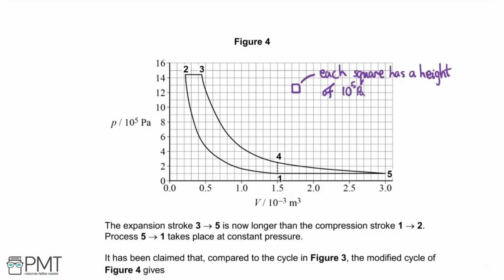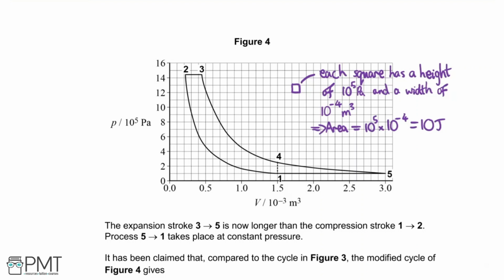So it has a height of 10 to the 5 pascals according to the scale on the y-axis. And the width will be 10 to the minus 4 meters cubed, which would be shown here as 0.1 times 10 to the minus 3 meters cubed, but it's the same thing. So let's multiply those together. So we end up with 10 joules because that's 10 to the power of 5 multiplied by 10 to the power of minus 4.